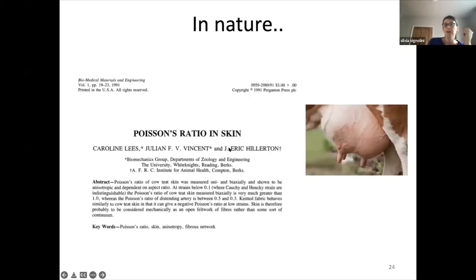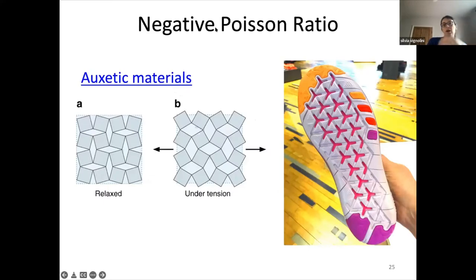Interestingly, in nature, you can find materials that instead, when you stretch in one direction, also expand in the other one. A nice example is the skin of the meat of cows in the breast. Yes, they behave with a negative Poisson ratio. And now there are lots of different types of applications of materials that, under tension, expand in both directions. They are also called auxetic materials, and you find applications already commercially available. And this could be interesting, especially in the context of soft robotics, when you want to have materials that adapt, but don't necessarily compress in one direction.